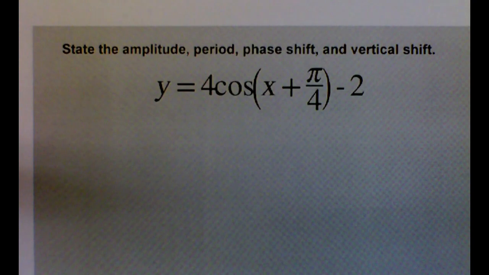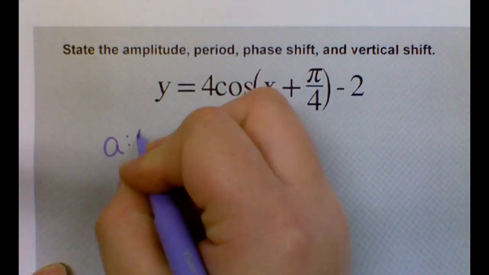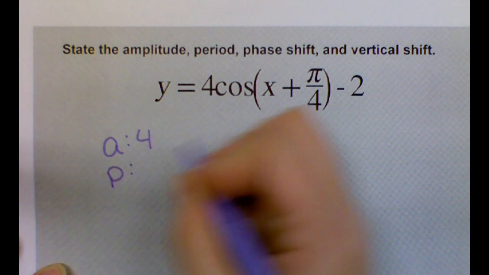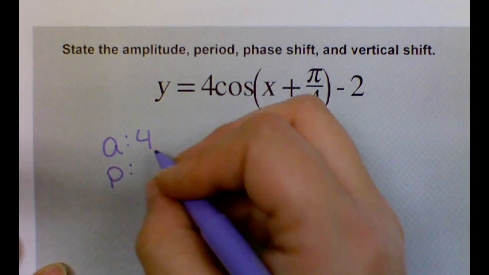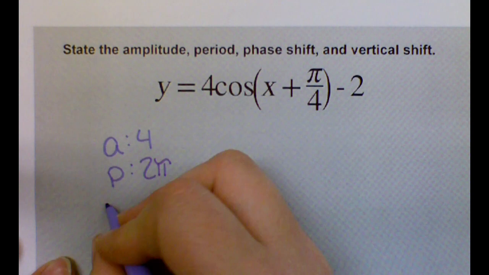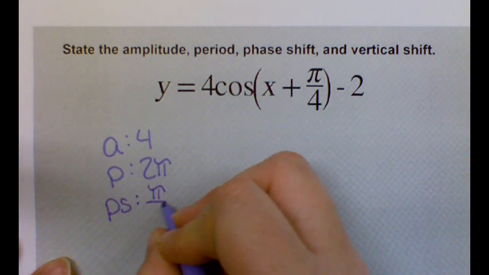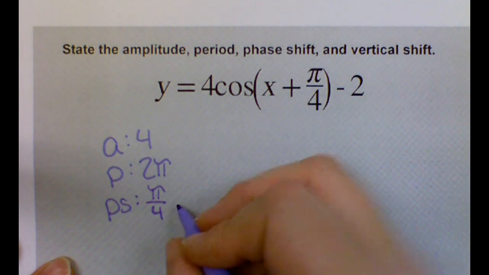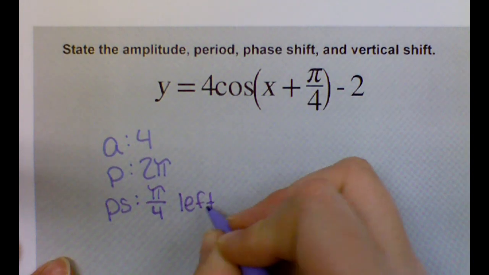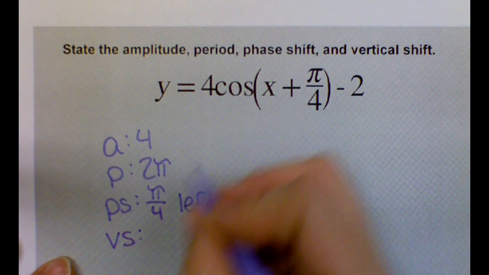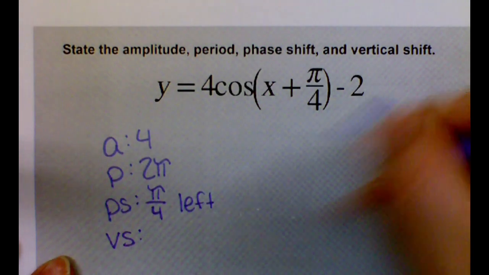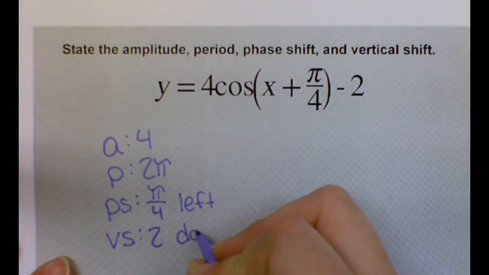Amplitude, period, phase shift, and vertical shift of this one. Amplitude is the number out front, that is 4. Period is 2 pi over the number multiplied with the x, which is just 2 pi. Phase shift is the number in with the x, which is pi over 4. The plus means that it is to the left. And the vertical shift is the number added or subtracted outside. That's this 2. It's a minus, so it is down.